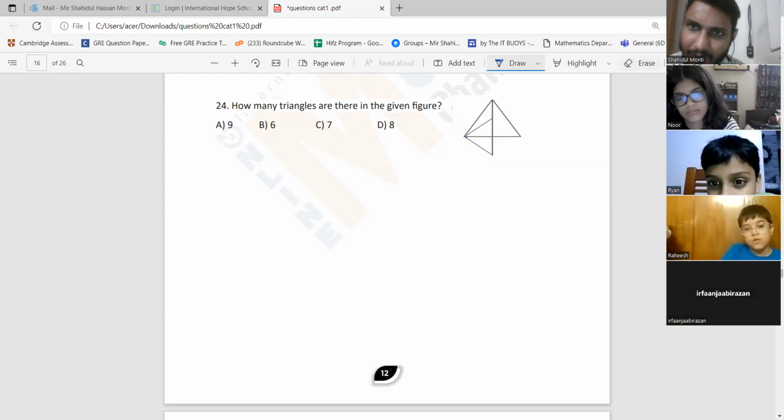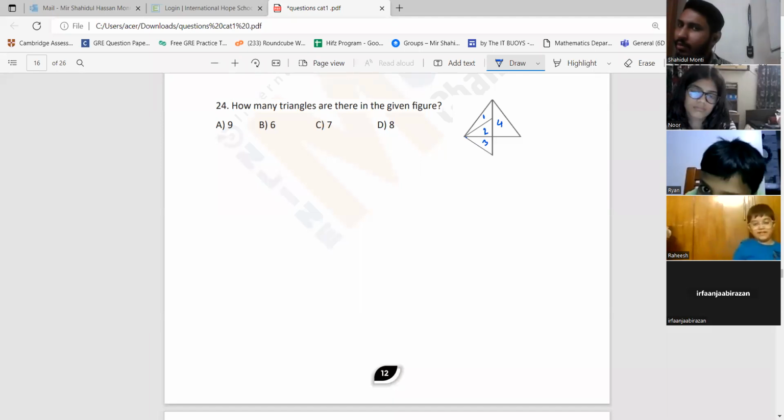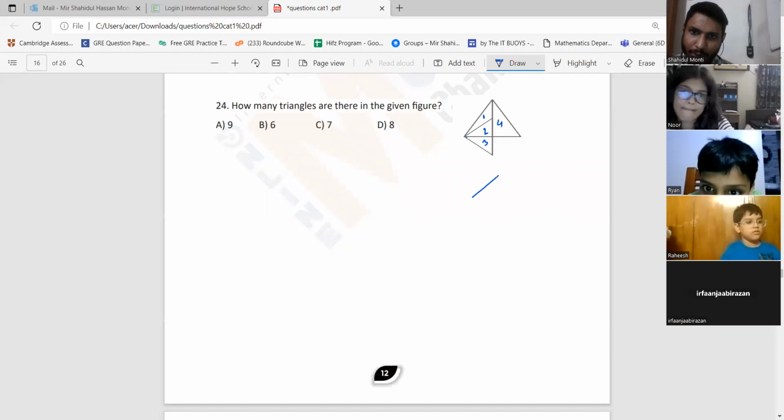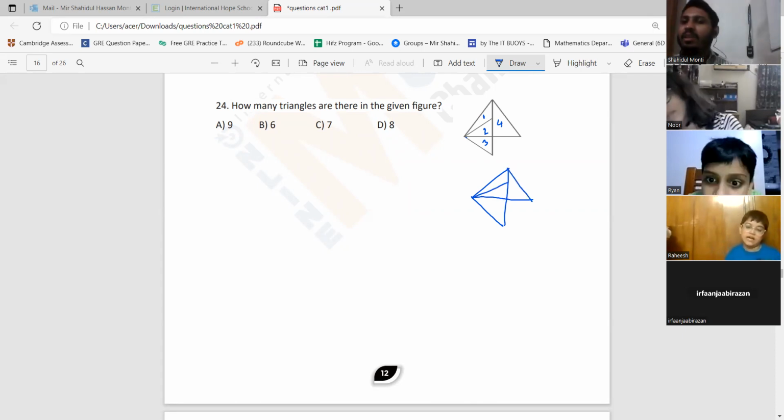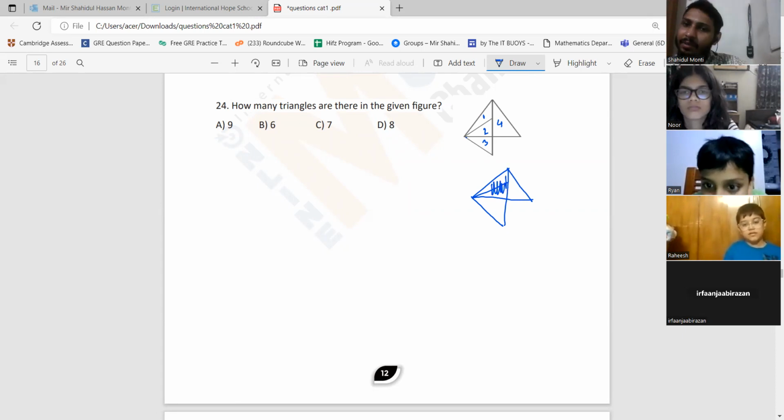Okay, let me do it again. So we have 1, 2, 3, 4. Any problem with this 4? Okay. Now, let's repeat this diagram. Let me draw this triangle again, so it will be easier. So we have 4 here. Now, 4 triangles, 4 small triangles. So 5 triangles. 5th triangle. Any problem with the 5th triangle?